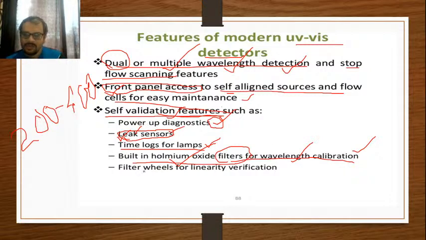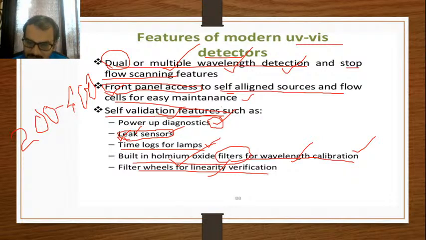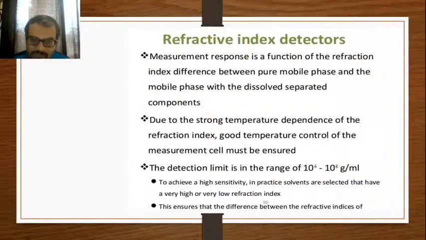Okay. Filter wheels for linearity verification. There are filter wheels available, just like in our colorimeter where a wheel is present for filters; these filter wheels can also be available for linearity verification. That means whether the linear wavelength we are getting is appropriate or not can be checked. These are the self validation features available for UV visible detectors.